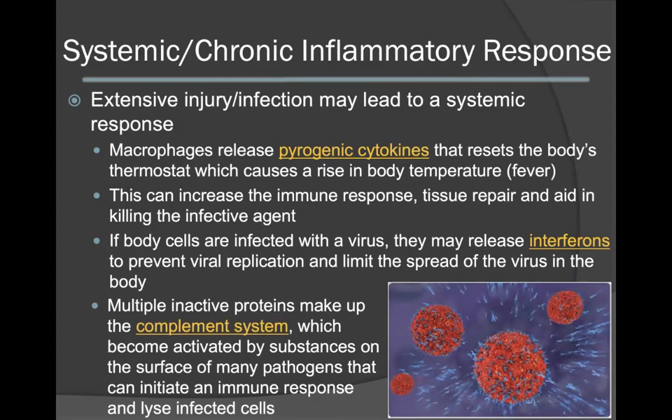killing the infective pathogen. If body cells are infected with a virus, those infected body cells may release interferons. These are chemical signals that will help to prevent viral replication to help limit the spread of the virus in the body. In addition, multiple inactive proteins help to make up the complement system. This may become activated by substances on surfaces of many pathogens. This will also help to initiate an immune response and also will cause the lysing of any infected cells.